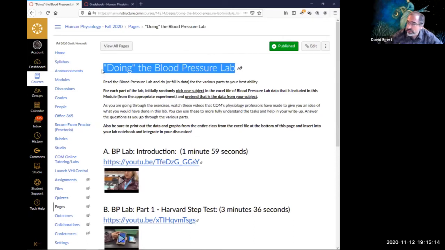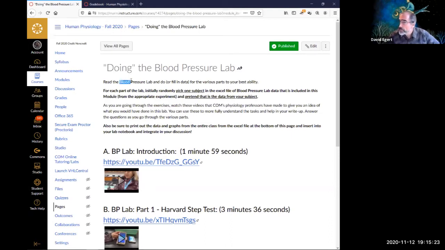So, doing the blood pressure lab again. I put little quotes because you're not really doing it. You're sitting at home. One of the things, because you know the protocol asks you to measure your subject in your group. So what I would like you to do as you are doing this write-up, it says initially randomly pick one subject from the Excel file and pretend that is the data from your subject.